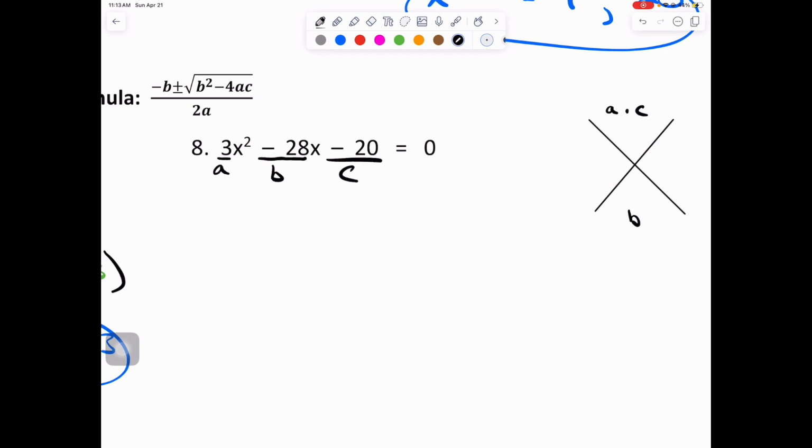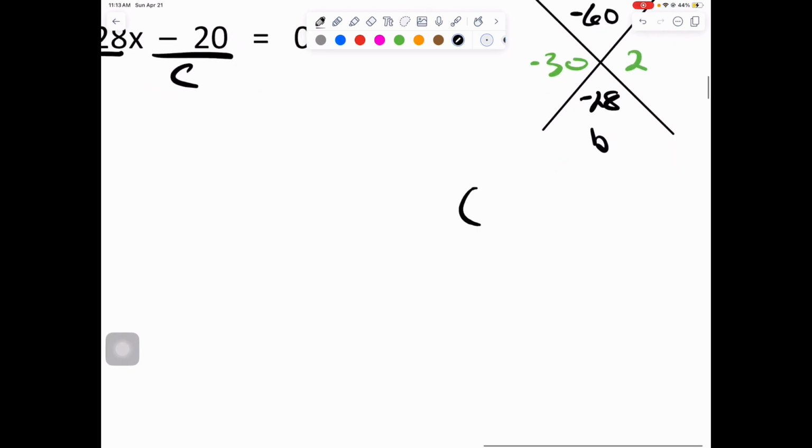A times C gives us a negative 60. Our B value is negative 28. Now the factors that when multiplied get us to negative 60 and when combined get us to negative 28 would be negative 30 and 2. So if you're taking the shortcut, you can really just write it as x minus 30. Let me close that off. And then x plus 2.